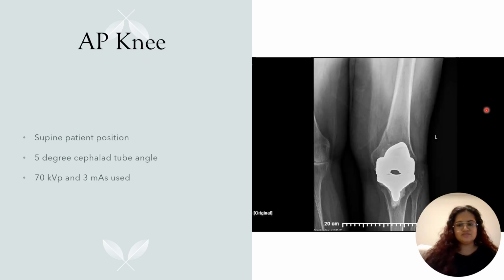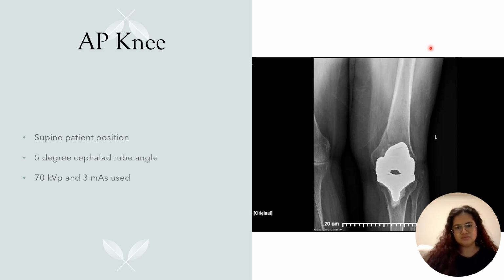So for the first view, that was the AP knee. As far as positioning goes, the patient was supine because they were already recumbent in the stretcher. So the knee, we did not have to physically move or accommodate in that sense. What we had to do was angle the tube 5 degrees cephalad. The technical factors used were 70 kVp and 3 mAs.